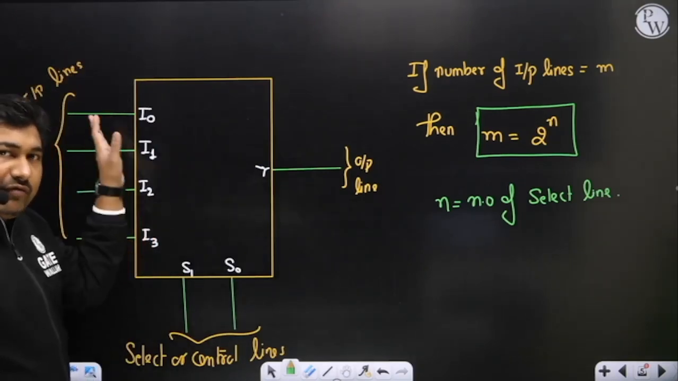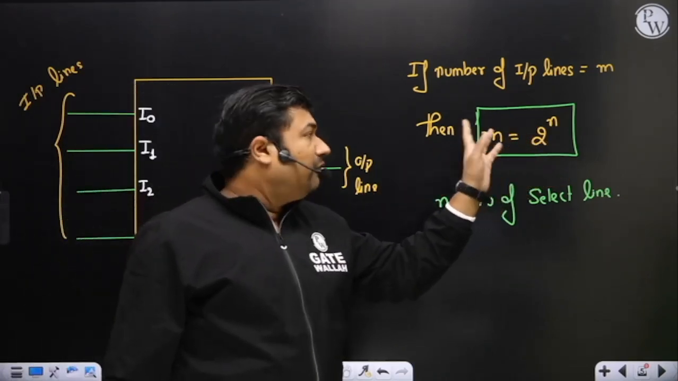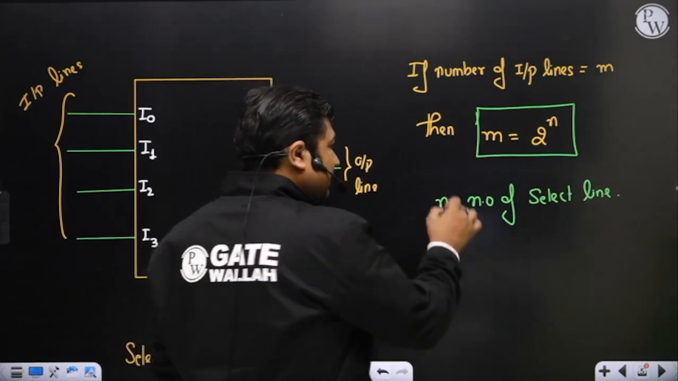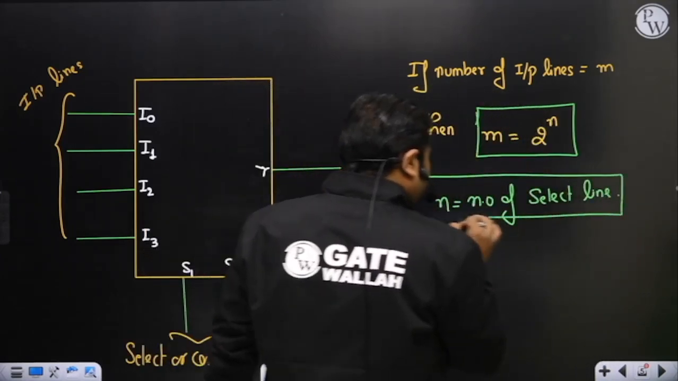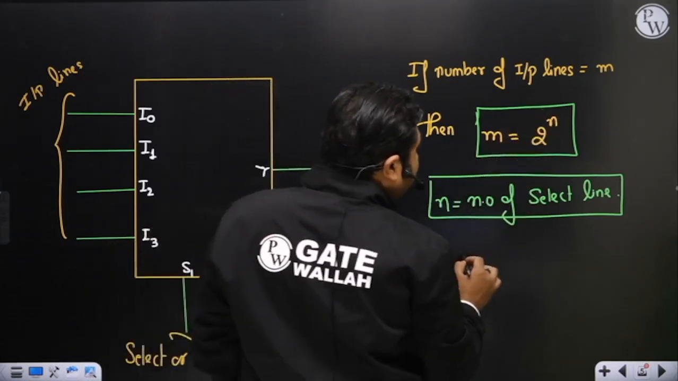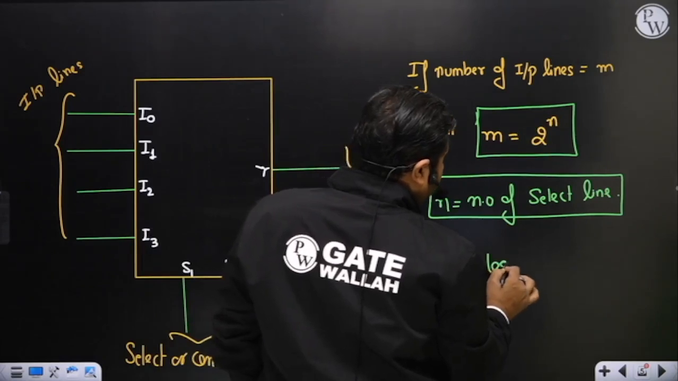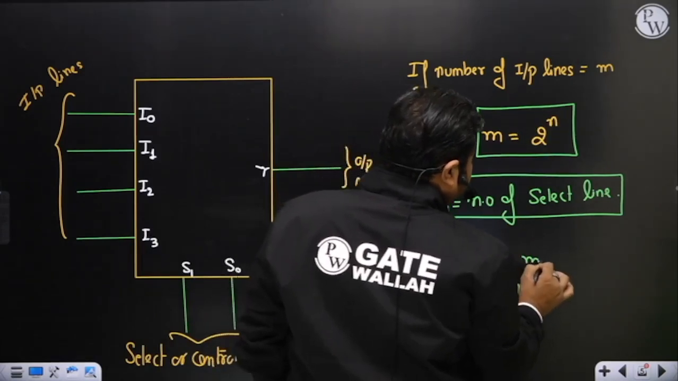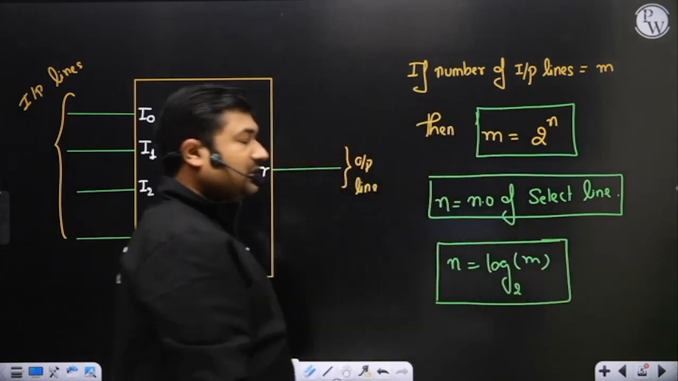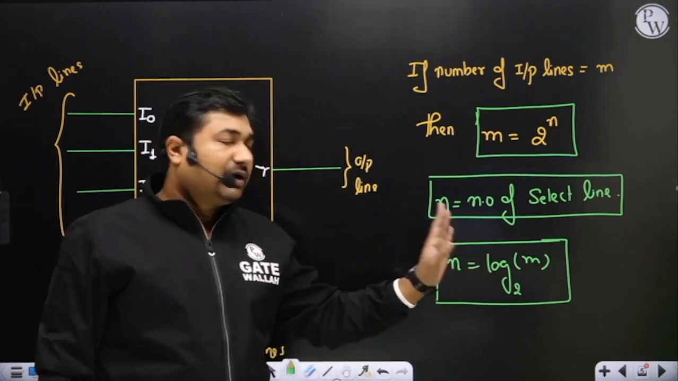Let us suppose we have 4 input lines. So how many select lines? You can directly observe that 4 is equal to 2 to the power N, so N is equal to 2. So the number of select lines is known to us. There is a relation between the number of input lines and the number of select lines. You can also write this relation as N is equal to log base 2 M. This relation gives the number of select lines from the number of input lines.